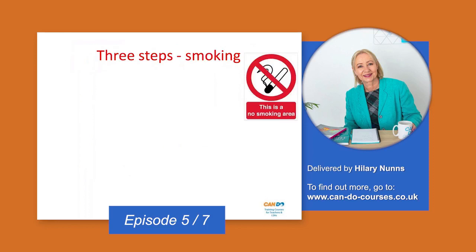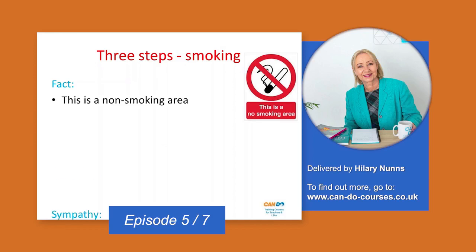So the 3 steps here: smoking. When you approach students who are smoking in a non-smoking area, here are some ideas how to do that. So you state the fact. This is a non-smoking area. You don't go in and say you are smoking in a non-smoking area, because that's personal, isn't it? If you say you, it's personal. So by saying this is a non-smoking area, it's not personal, it's not about you, it's not about me, it's about the smoking area.